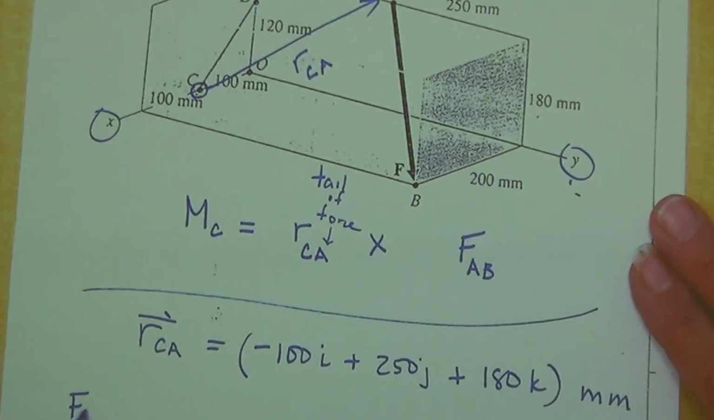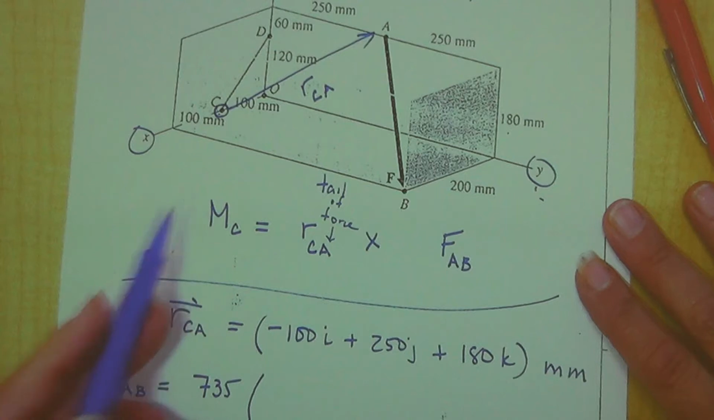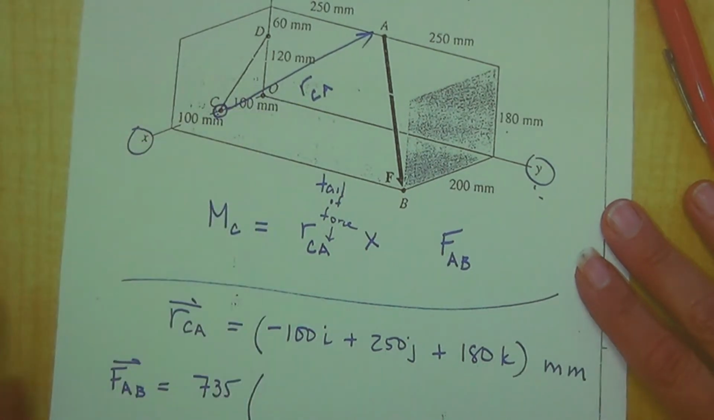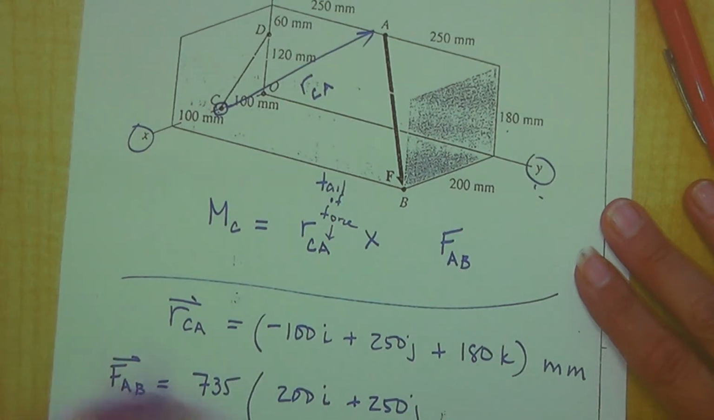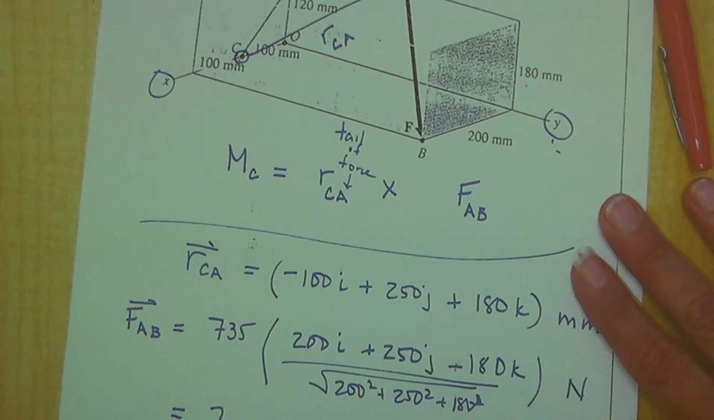Okay, now let's do F_AB. And this is where we're dealing with components, right? It's 735 newtons. Going from A to B, how much am I going in my x? 200, positive or negative? Positive. How about y? Positive 250. And negative 180 in the z. Negative 180k. And then it all goes over the square root of 200 squared plus 250 squared plus 180 squared. And this is in newtons, 735.